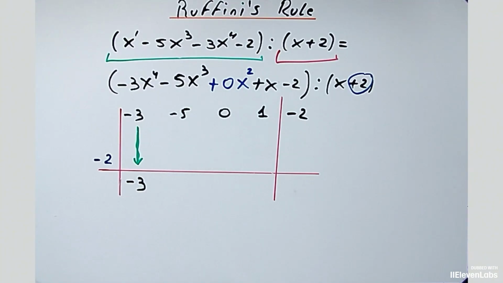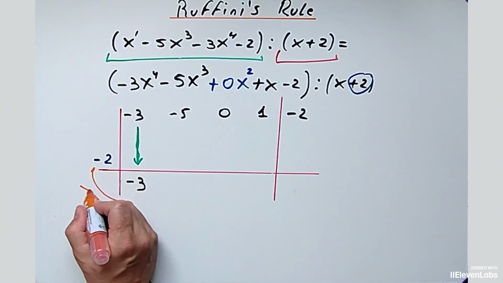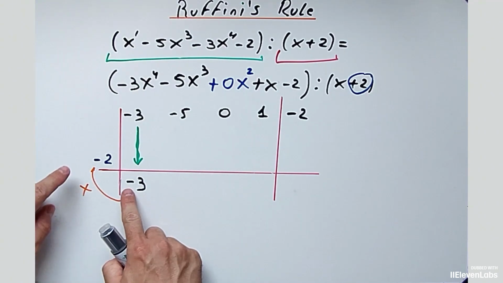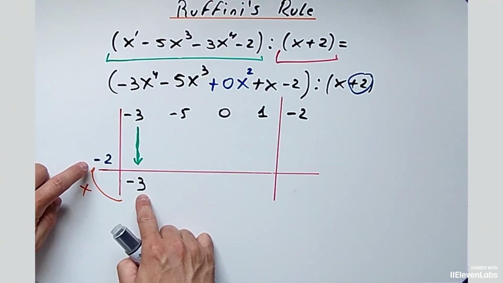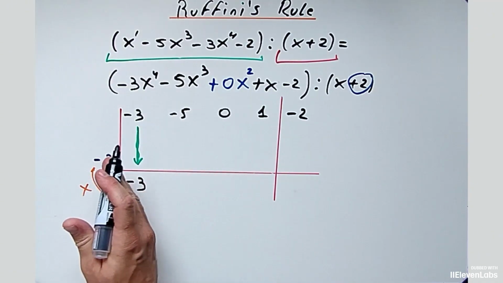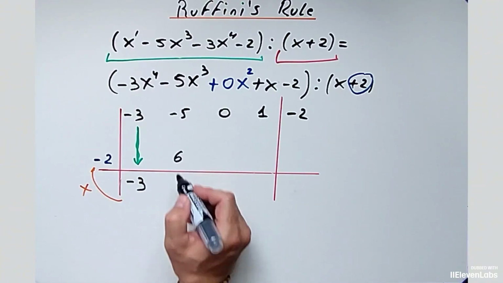And what am I going to do now with that minus 3 that I just brought down? I'm going to multiply it by negative 2. That means a minus times a minus gives us a plus, and 3 times 2 is 6. Now, where am I going to place this result? I'll put it inside the little box directly below the next number, which is 6.